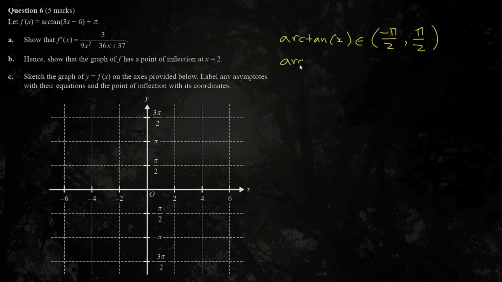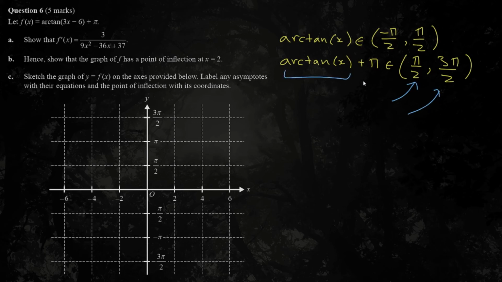And so what we can therefore say is that arctan of x plus pi is an element of the set pi on 2 through to 3 pi on 2. Okay, so these are giving us our asymptotes for arctan shifted up by pi units, or by pi amount. And let's keep in mind that this expression in here is just moving our graph left and right, and so really that shouldn't change the range of our function, and therefore it really shouldn't be changing the horizontal asymptotes either.